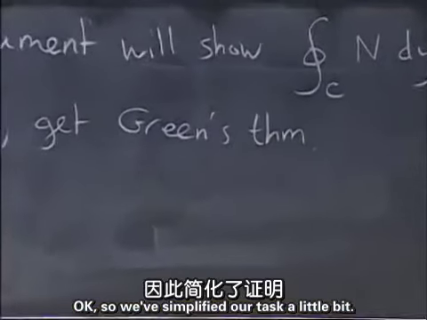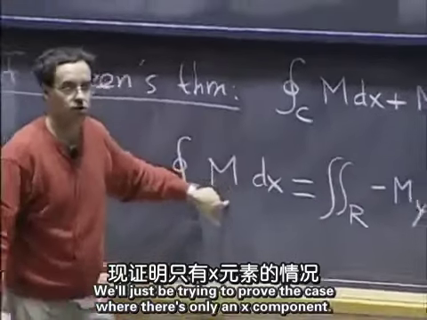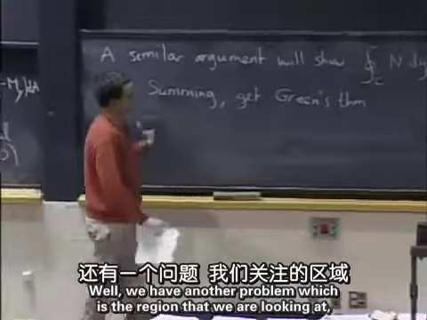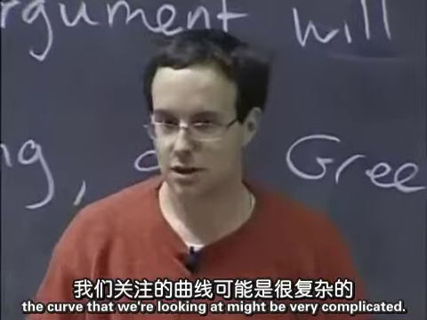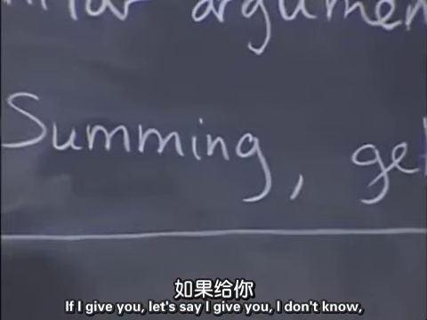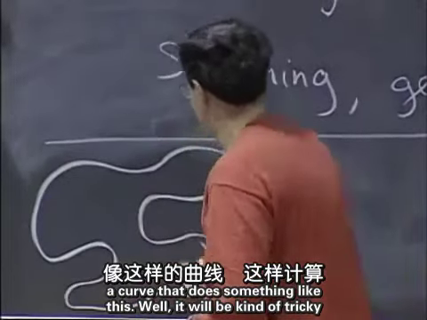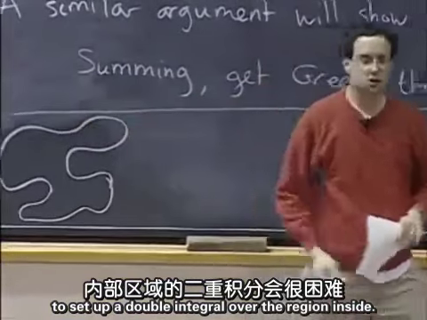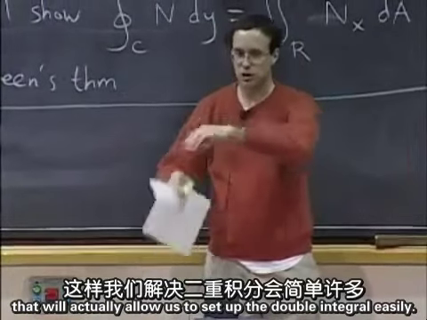Okay? So we've simplified our task a little bit. We'll just be trying to prove the case where there's only an x component. So let's do it. Well, we have another problem, which is the region that we're looking at, the curve that we're looking at, might be very complicated. If I give you, let's say I give you, I don't know, a curve that does something like this, well, it will be kind of tricky to set up a double integral of the region inside. So maybe we first want to look at curves that are simpler, that will actually allow us to set up the double integral easily.